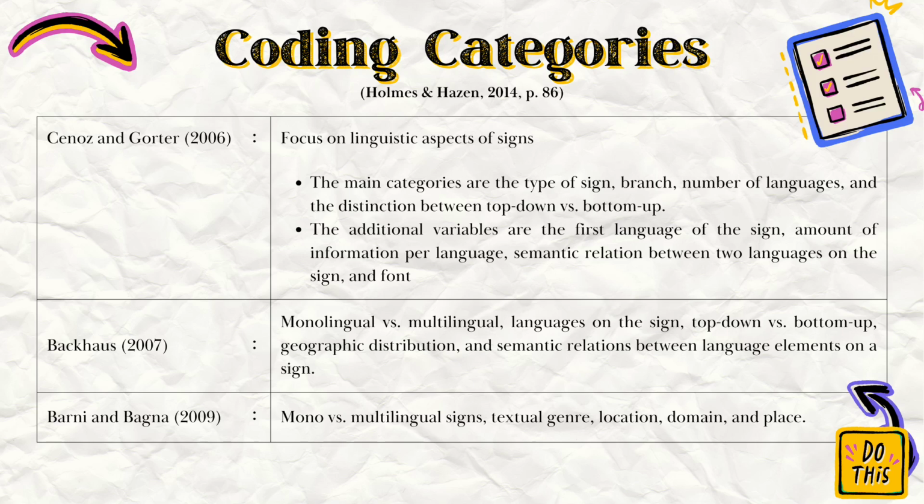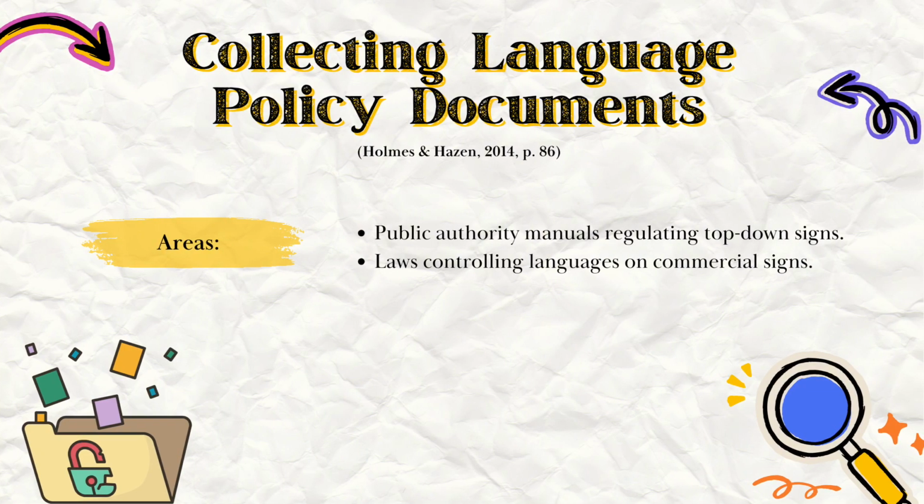And then the last one is Barni and Bagna, 2009. The categories focus on mono versus multilingual signs, textual genre such as advertisement, warning sign, etc., location, domain such as educational or work-related, and place such as catering places. The next one is collecting language policy documents.